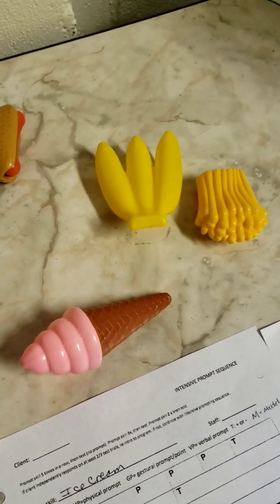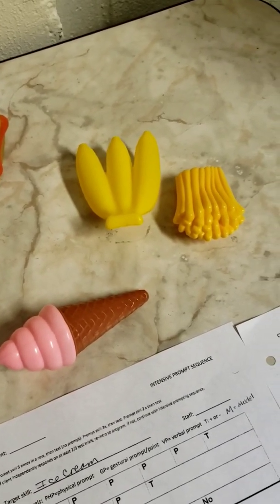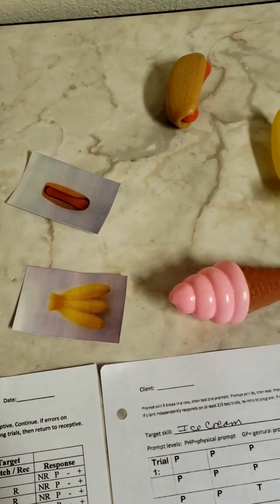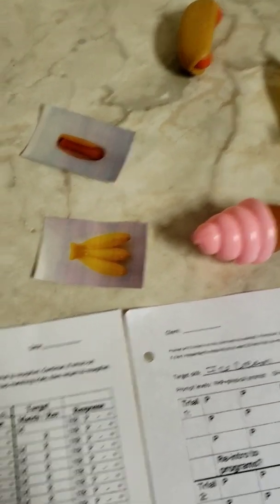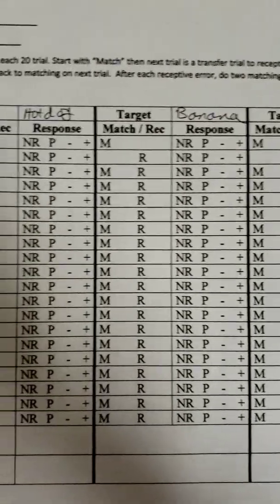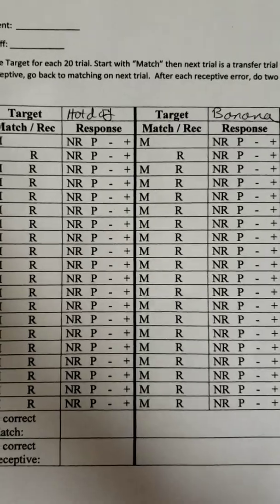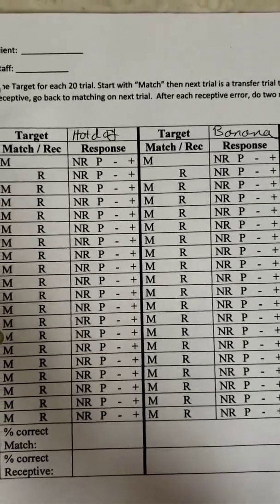Table. So we have our ice cream, hot dog, banana, and fries, which is our 3D items. We have our banana and hot dog. Now for the match to receptive, we're doing hot dog and banana. We separated these out 2 and 2 to get an idea of what sequence would work best.